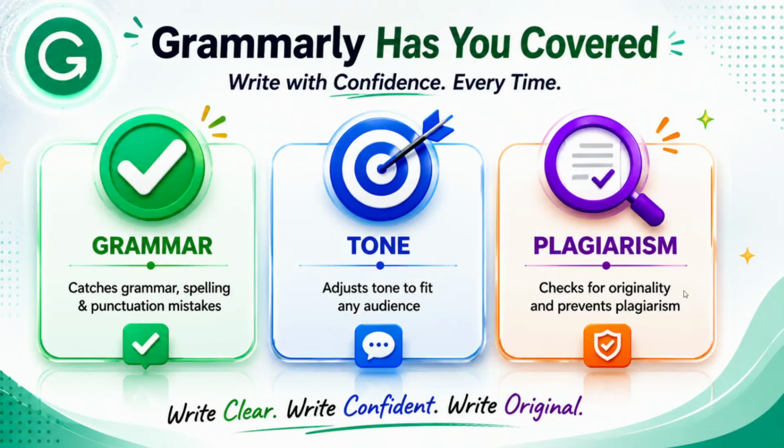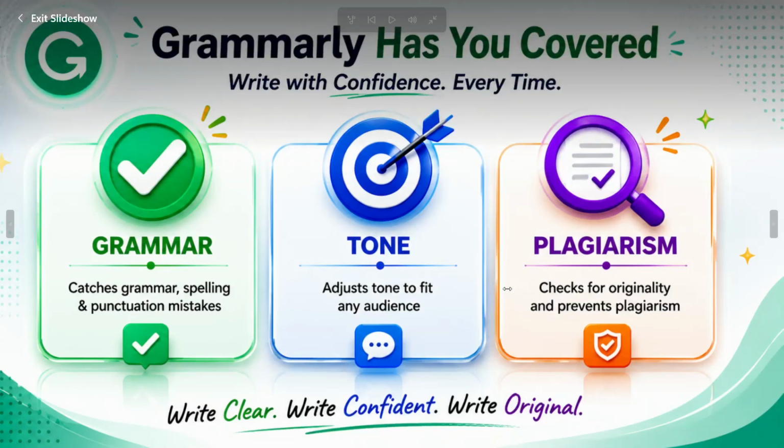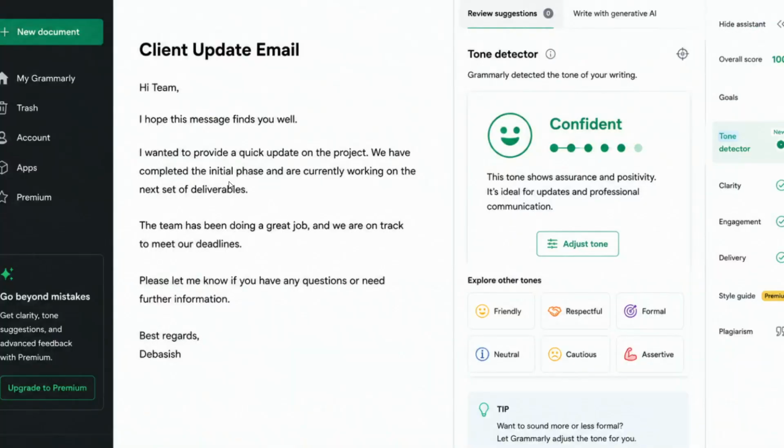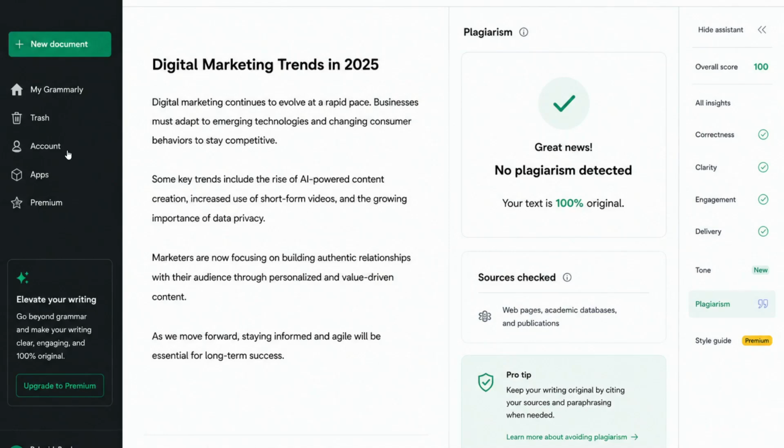Grammarly helps you catch grammar, spelling, and punctuation mistakes in real time. It also helps you adjust your writing tone, making your emails, reports, and messages more professional and appropriate for any audience. And with its plagiarism checker, Grammarly helps ensure your work is original and ready for academic or professional use.